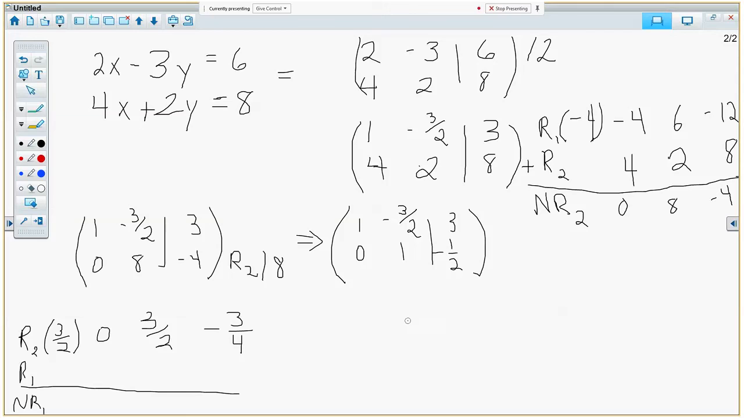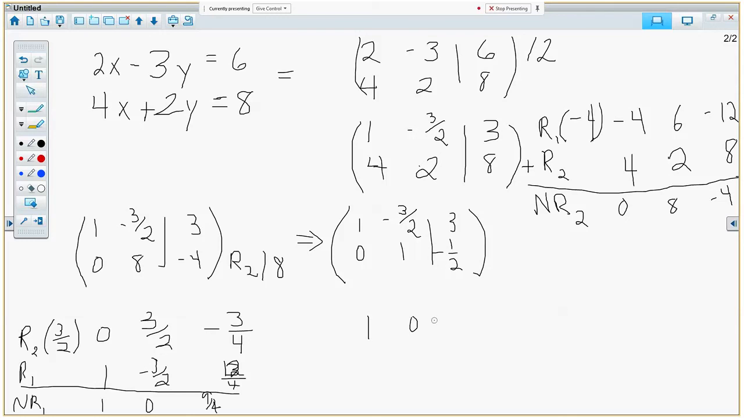You're using basic math. Row 1 is 1, negative 3/2, and 3 over 1. And what happens to the 3/2? Turns into 0. Here you got to get a common denominator. That's going to be 4, and that's going to be what? 12. Negative 3 plus 12 is what? 9. Be 9/4.